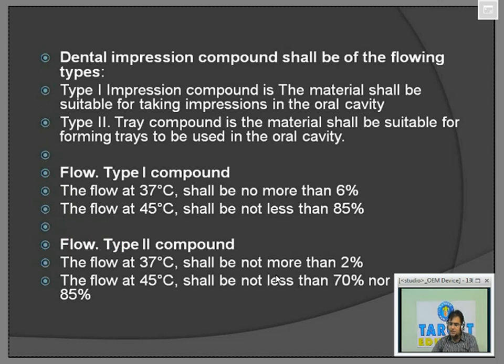So now we will see the other values regarding the type 1 and type 2 impression compound. So the type 1 is suited for taking impressions in the oral cavity, which is a low fusing type, or commonly known as the green stick. And type 2, which we commonly know as impression compound, is also called tray compound. It is used for recording primary impression or forming trays to be used in the oral cavity.